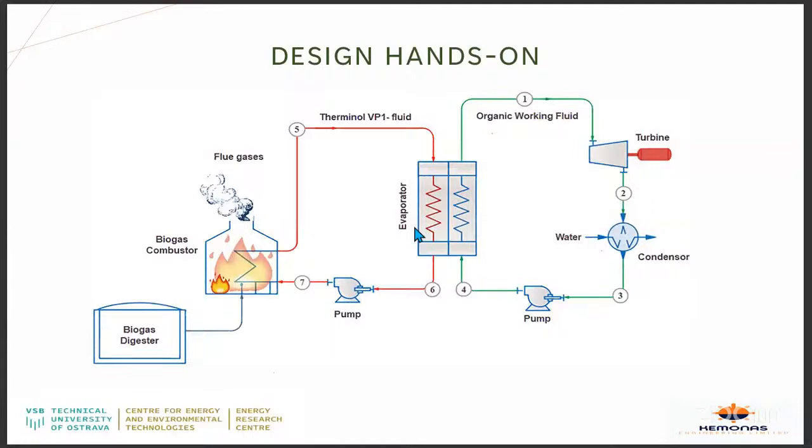This is a typical steam generation and electricity generation plant. However, this one is from biogas, which is just natural gas. It's just that it's from biological materials. So we have a biogas digester, and then we have a biogas combustor, and then the flue gases, which we already showed.